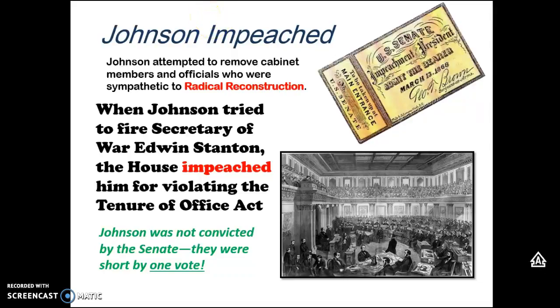So keep in mind, the House will bring the charges, and the Senate acts as the trial. Well, they act as the jury in the trial to find guilt or innocence, and Johnson was not convicted by only one vote.